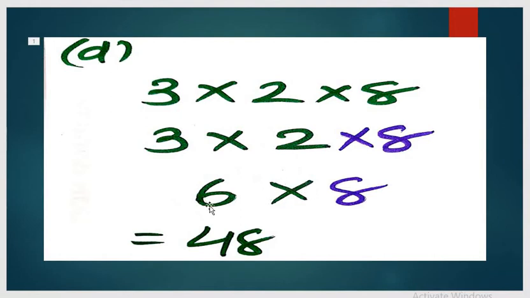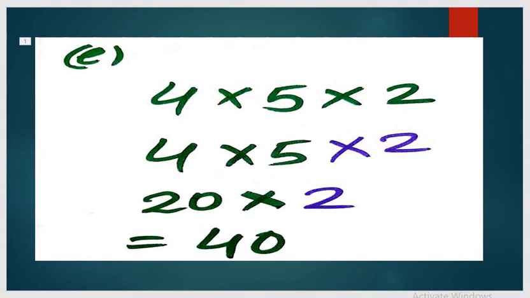So students, then 6 multiplied by 8. 6 8s are 48. Again I'll repeat: 3 multiplied by 2 multiplied by 8. 3 2s are 6 and multiply by 8. So 6 8s are how many? 48. So 3 2s are 6 and 6 multiplied by 8 is 48. Got my point? Now I hope you all understood.